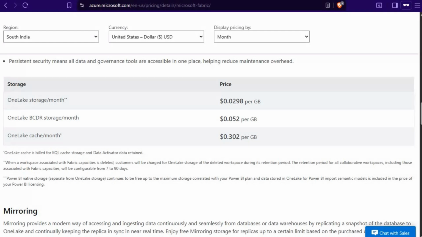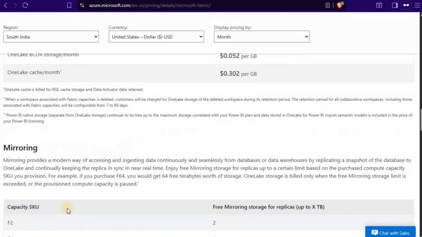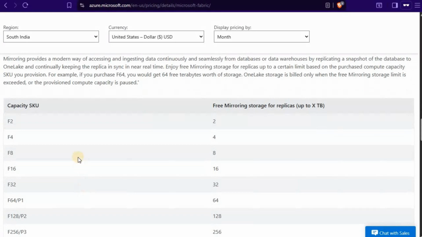After that, the data is purged and you stop being charged for it. Now let's discuss mirroring.